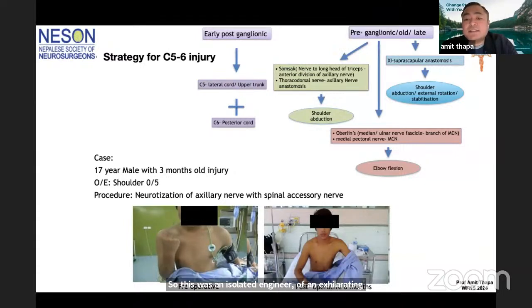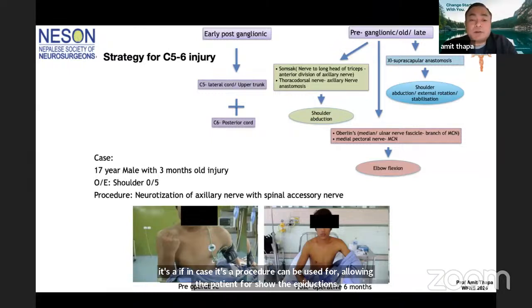However, if it's a C5-6 injury, then we can go for a suprascapular to spinal accessory nerve anastomosis for shoulder abduction and external rotation, and we can go for a double fascicular transfer for the neurotization of the musculocutaneous nerve, so as to enable the patient to have elbow flexion. And the Somsak procedure can be used for allowing the patient shoulder abduction. However, if it's a post-ganglionic injury at an early phase, then we can go for a C5 to lateral cord or upper trunk neurotization, or C6 to posterior cord neurotization procedures.